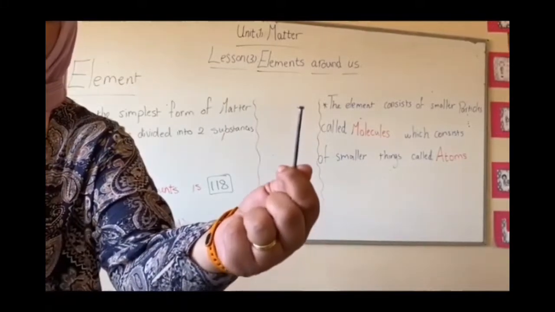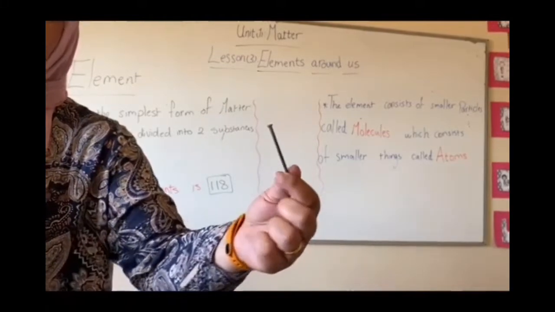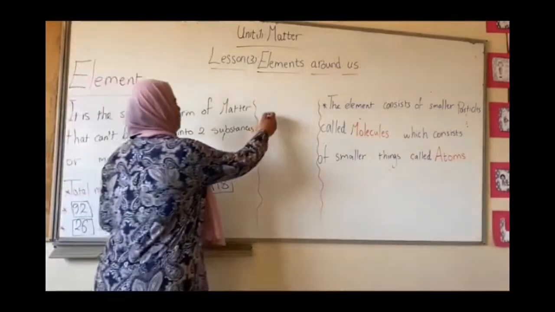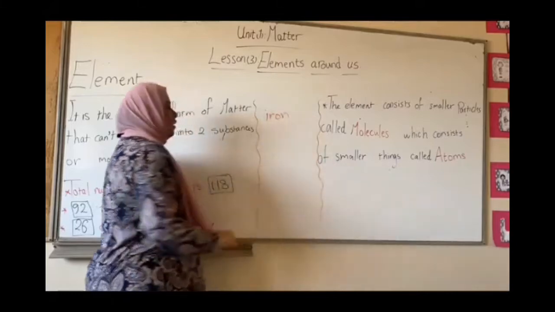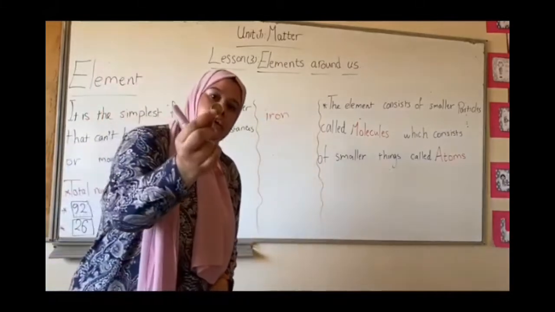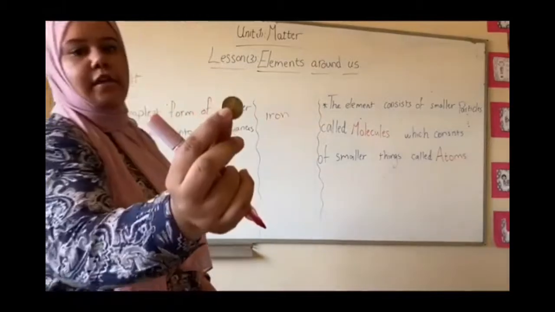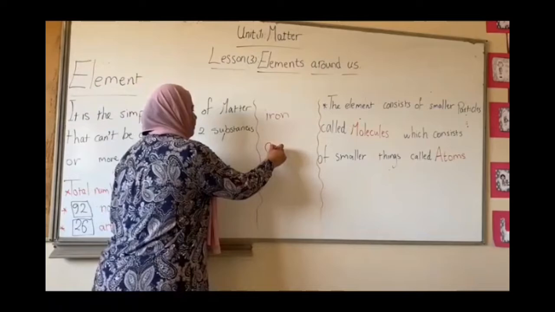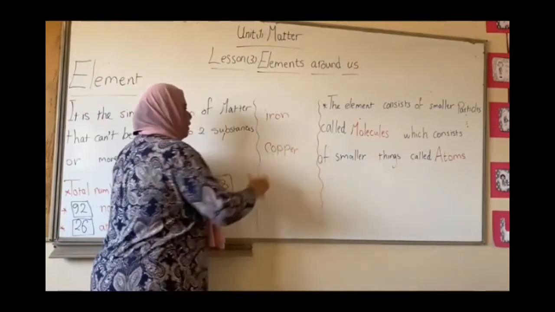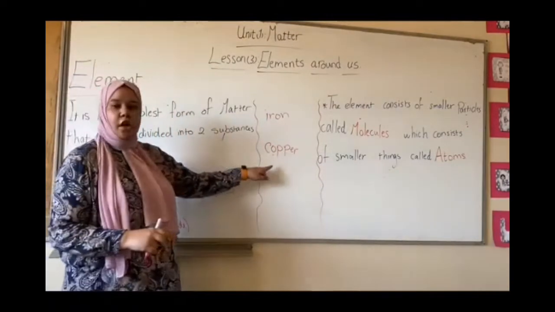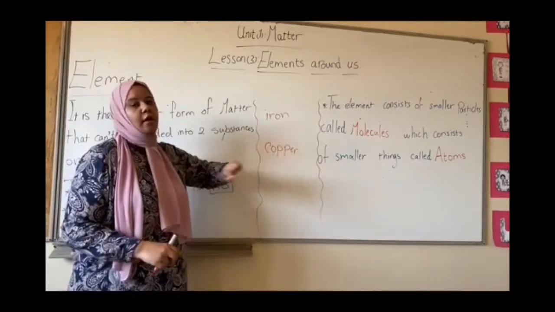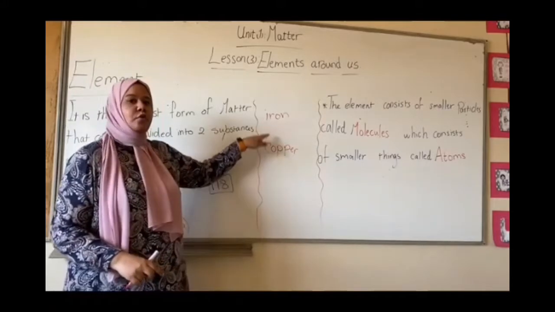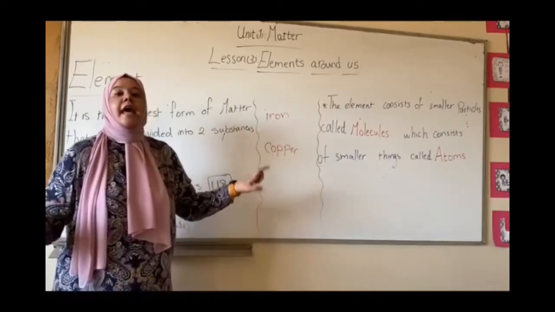Let's talk about this iron nail. This iron nail is made of iron. This coin is made of copper. Can I extract copper from iron? Of course not, because iron and copper are different elements.